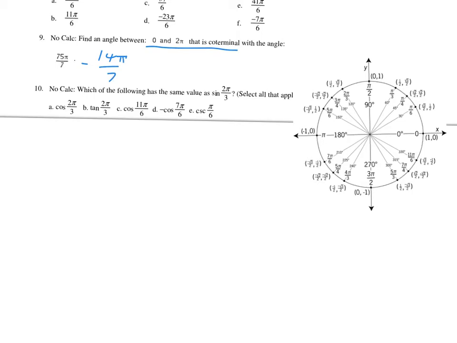So number 10 says, which of these has the same value as sine of 2 pi over 3? So I would first figure out what that is. So 2 pi over 3, the y value, sine, is rad 3 over 2. So I'm looking for all of these that come out to rad 3 over 2. So cosine of 2 pi over 3 is negative 1/2. That's the x value at that same spot, so that's not correct.